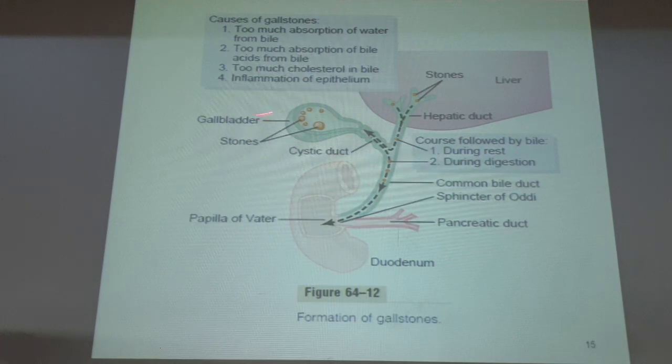These are the causes of gallstone formation. Sometimes a stone is formed in the bile canaliculi due to excessive secretion of cholesterol or bile pigments.